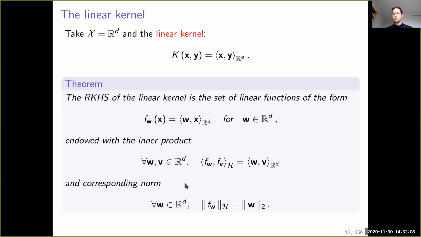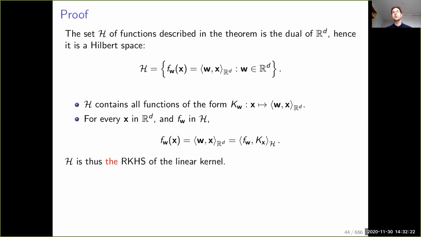So how do we prove it? We prove it simply by looking at the definitions that we have introduced. So it's a good time to look again at the definition of RKHS, and that's what we do first. There is a first thing to do, of course, which is to check that our space of functions that we are describing is indeed a Hilbert space. So here, like I told you, it's related to the definition of the dual of R^D, which is itself R^D. So it's a Hilbert space because it's basically the same as the Euclidean space R^D.